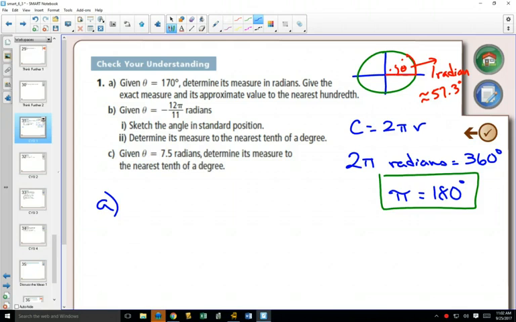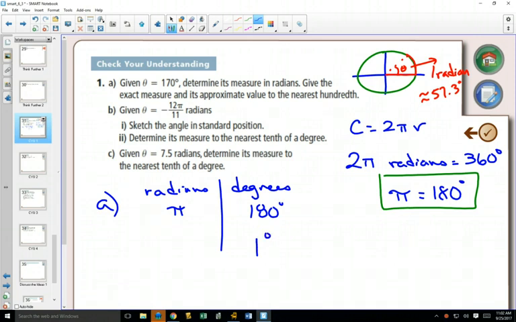If you forget these techniques, what I suggest is start with what you know. You can make a little chart here. If you know that pi radians is 180 degrees, what you can do is you can find out what one unit is quite easily. In this case, I'm going to find out what 1 degree is equal to. And I can get that by dividing by 180. But if I divide this side by 180, I'm going to need to divide this side by 180 as well. And so I find out that 1 degree is pi over 180.